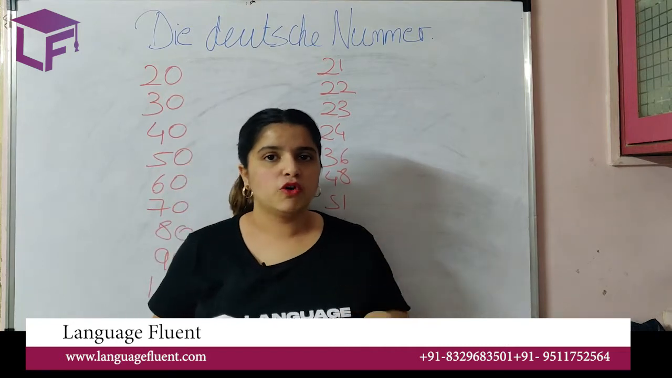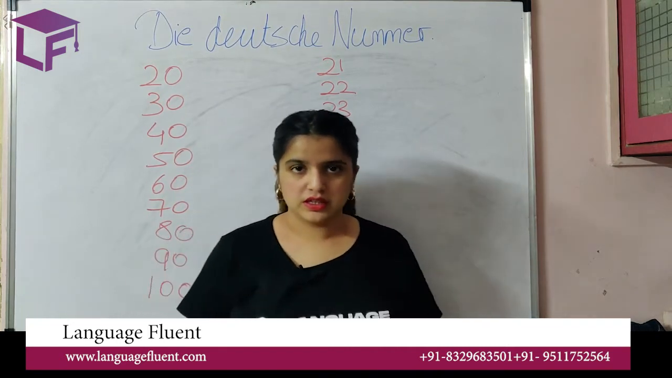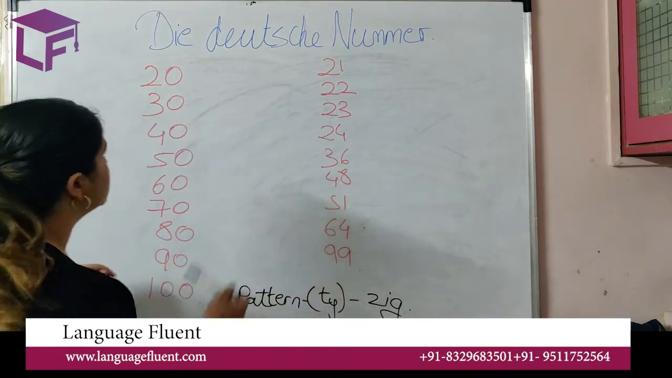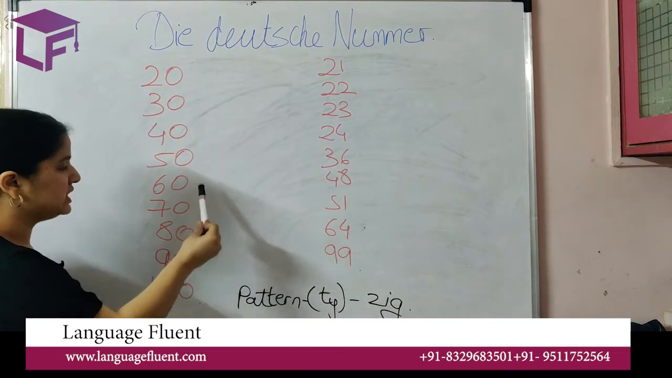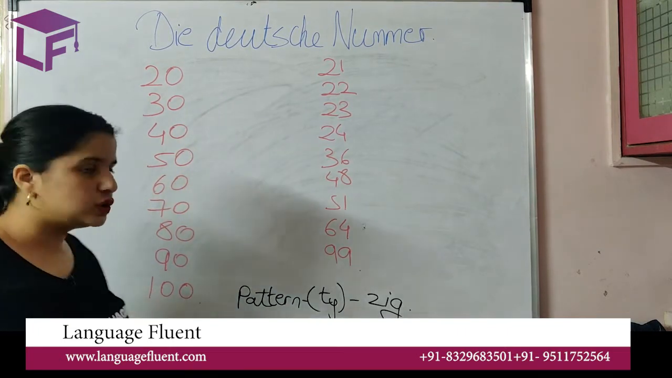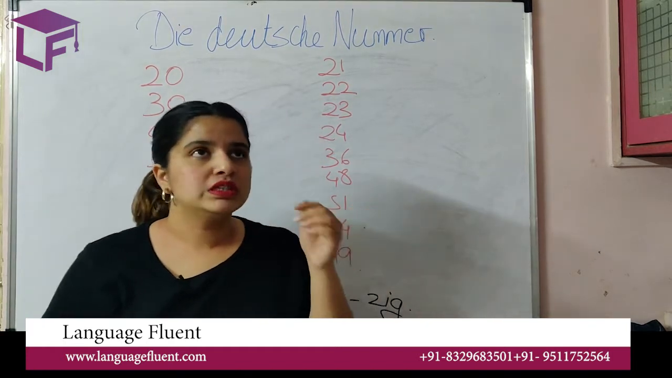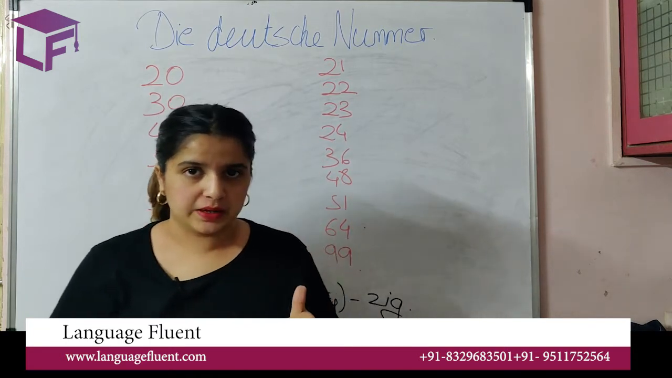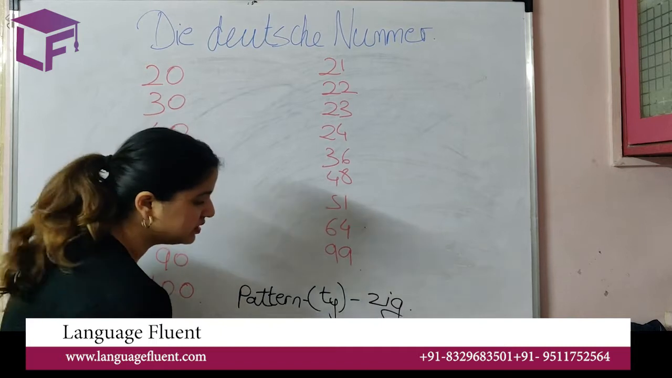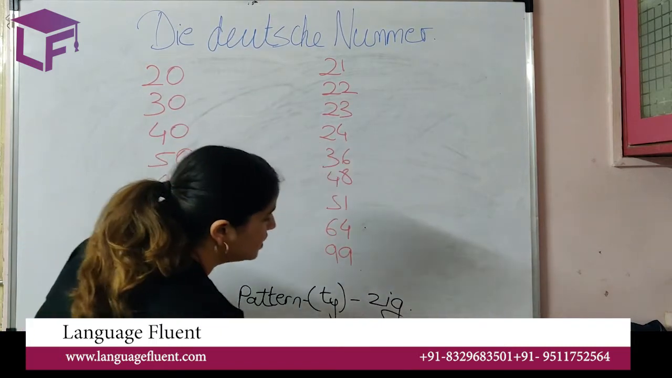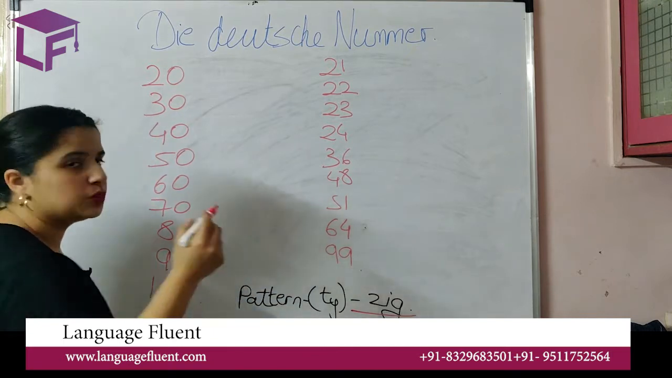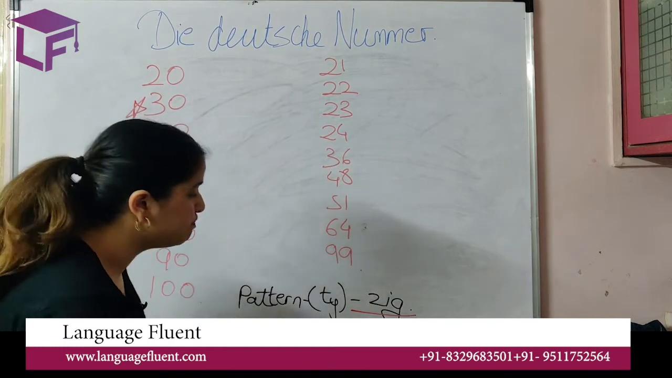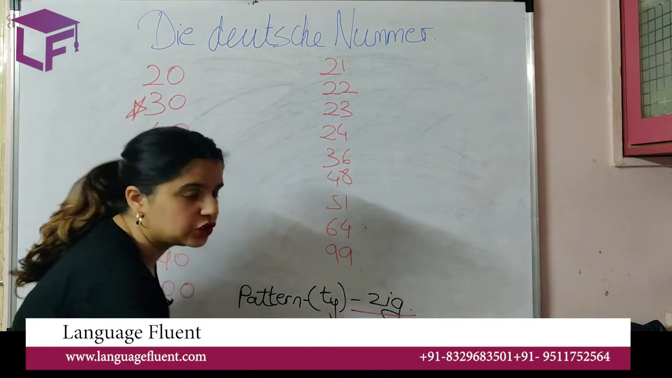Jetzt die Zahlen von 20 bis 100, the numbers from 20 to 100. Now let's start with the big numbers first. 20, 30, 40, 50, 60, 70, 80, 90, 100. In English, as we use 20, 30, 40, 50, the pattern TY keeps on repeating. Similarly, in German, the pattern that keeps repeating is zig. There's only one exception, that is for 30. So we have to remember this pattern, zig.